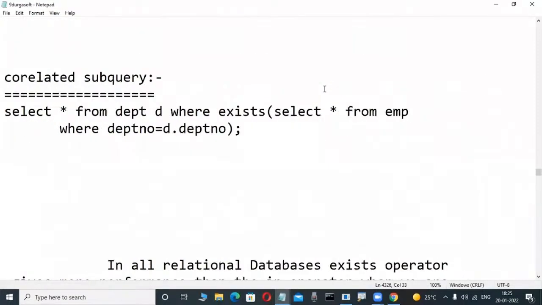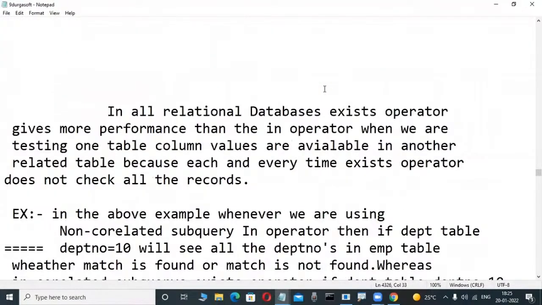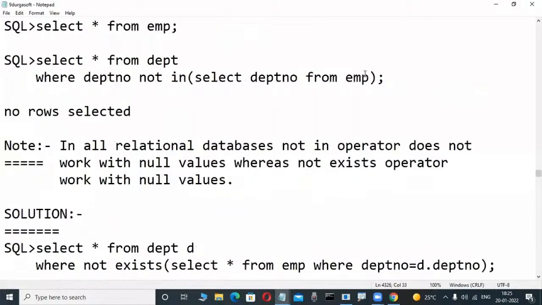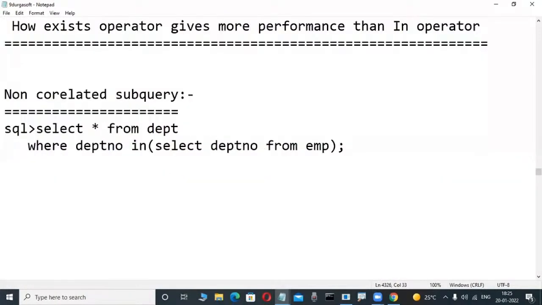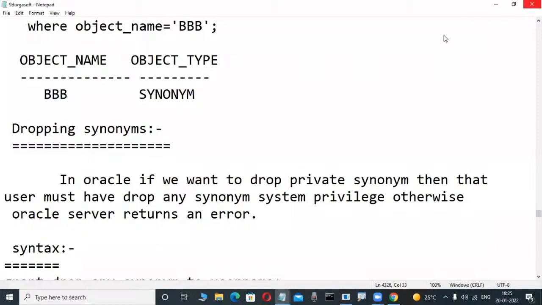Okay, some queries are there. These are all the things we are familiar with. Okay, don't worry. Now then database objects, so many things are there. We are learning. These are big concepts.